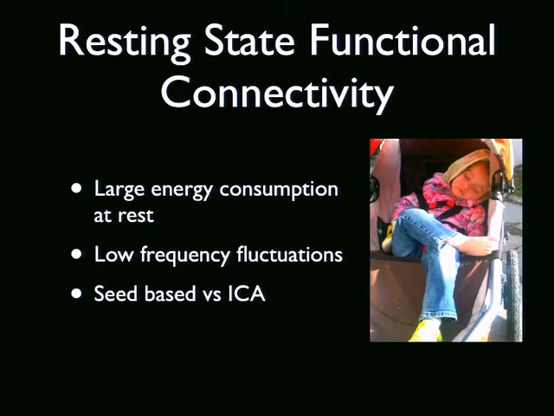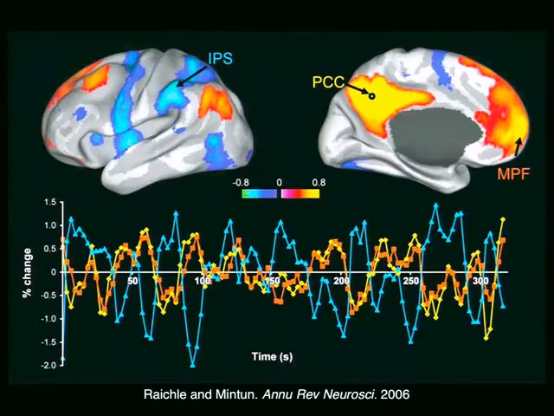So with resting state functional connectivity, as opposed to task activation functional studies, we're looking at low frequency fluctuations that are seen and the correlation of those between distributed areas of the brain. There are a couple different ways of analyzing resting state studies. Some have used more of a seed-based approach, which I'll talk a little bit about, and then others have used an ICA or a component analysis.